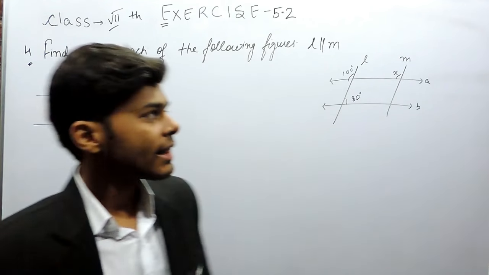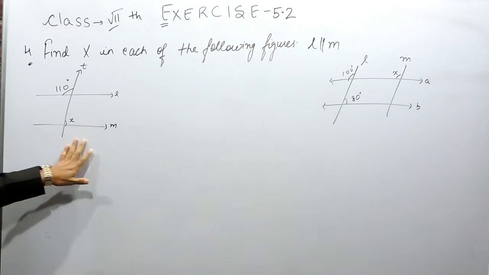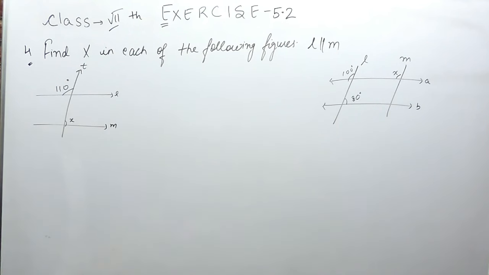Hello everyone. This is the fourth question of exercise 5.2 and in this question we have to find the value of x in both these parts and we are given that these two lines are parallel to each other.